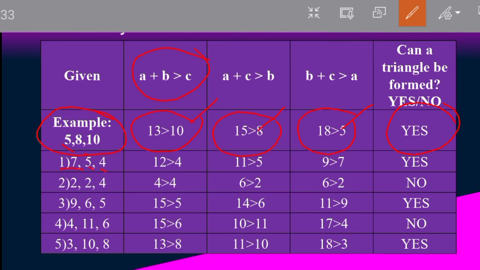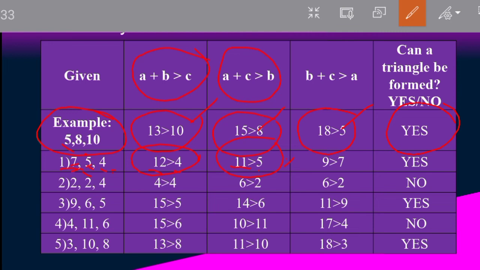Still use the formula A plus B is greater than C. Your A is 7, your B is 5, so 7 plus 5 is equal to 12, greater than C, that is 4. This is true. Next, A plus C greater than B. Your A is 7, your C is 4, 7 plus 4 is equal to 11, greater than B. Your B is 5. So this is also true.